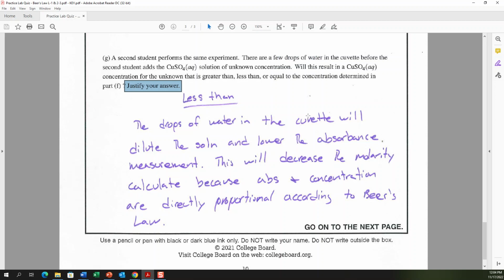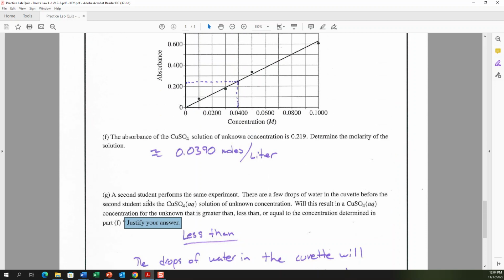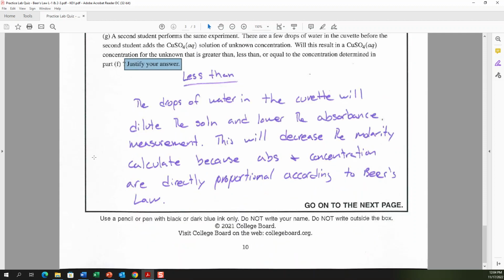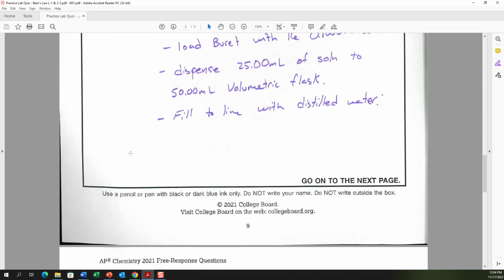The drops of water in the cuvette will dilute the solution and lower the absorbance measurement. This will decrease the calculated molarity, because absorbance and concentration are directly proportional according to Beer's law. Or you could say it would lower the absorbance, and if it lowered the absorbance, based on the chart, that would lower the measured concentration. Okay? So guys, this is number 3.